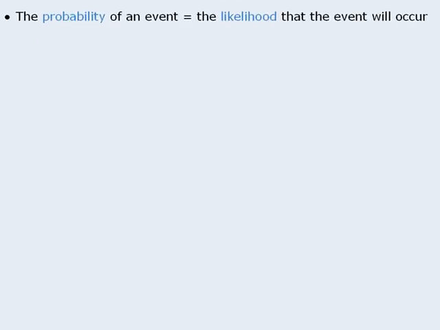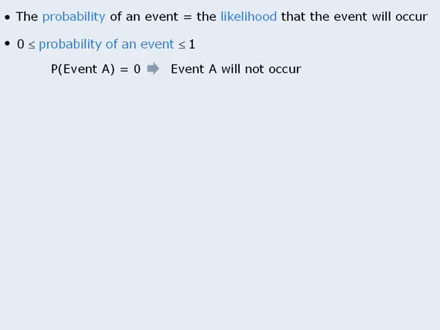So when we speak about the probability of an event, we are trying to assign a number to the likelihood that the event will occur. The probability of any event ranges from 0 to 1. The greater the probability, the more likely the event will occur. If the probability of an event is 0, then that event will not occur. Conversely, if the probability of an event is 1, then that event will definitely occur.